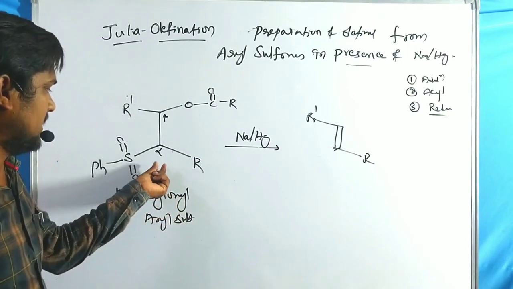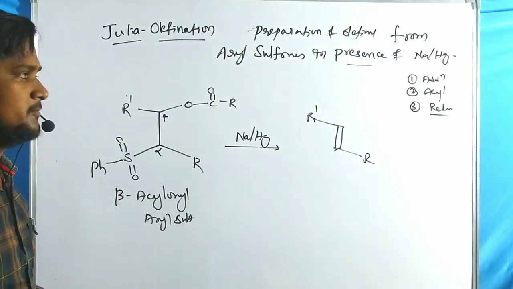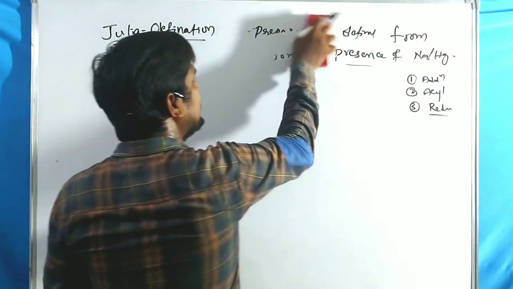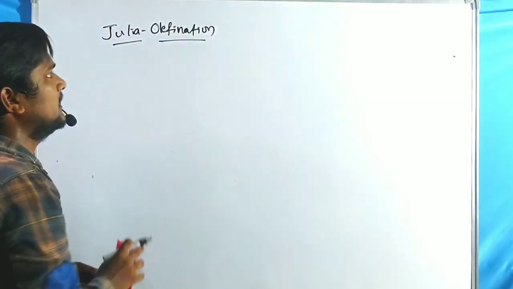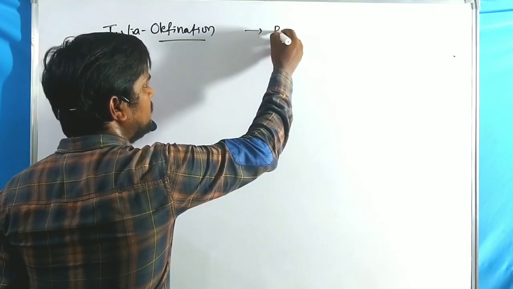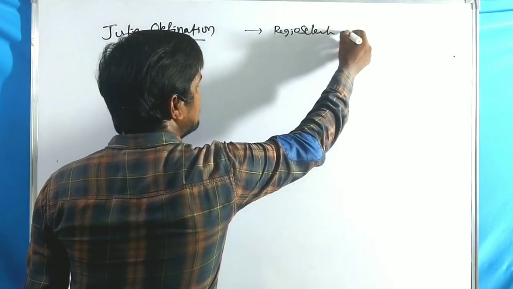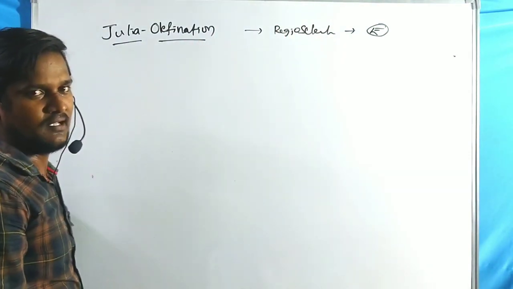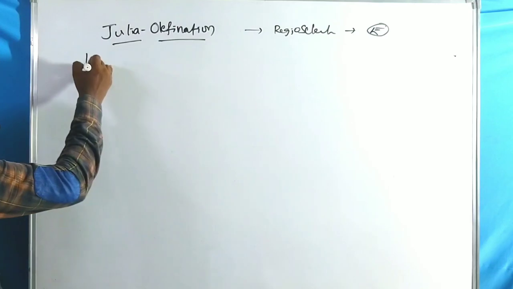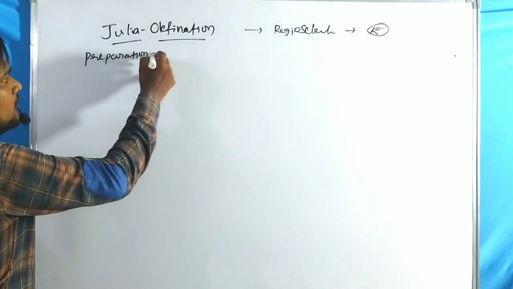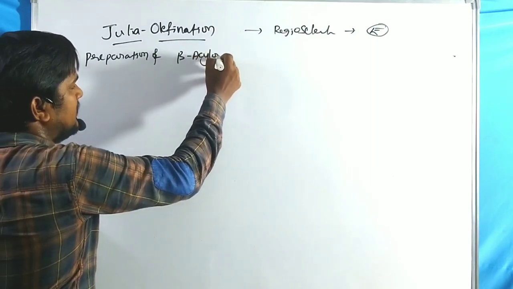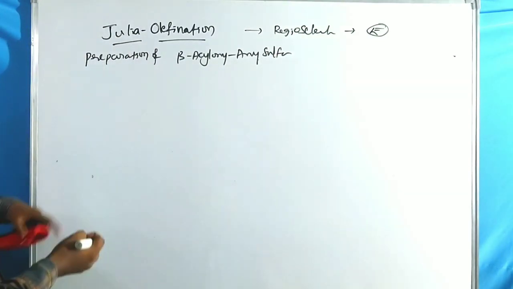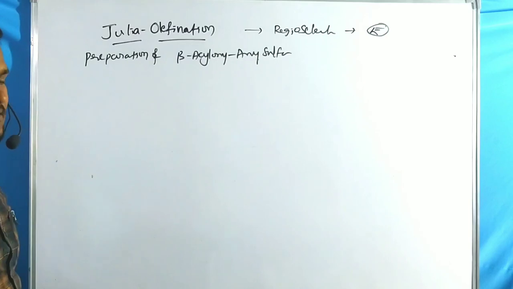Now how are the beta acyloxy aryl sulfones prepared? These are the general methods for the preparation of beta acyloxy aryl sulfones. Julia olefination is a very regioselective reaction, highly selective, and it forms the E isomer as the major product. Let us discuss why the E isomer is major after the mechanism. Now we'll go through the preparation of beta acyloxy aryl sulfones from the basic level.